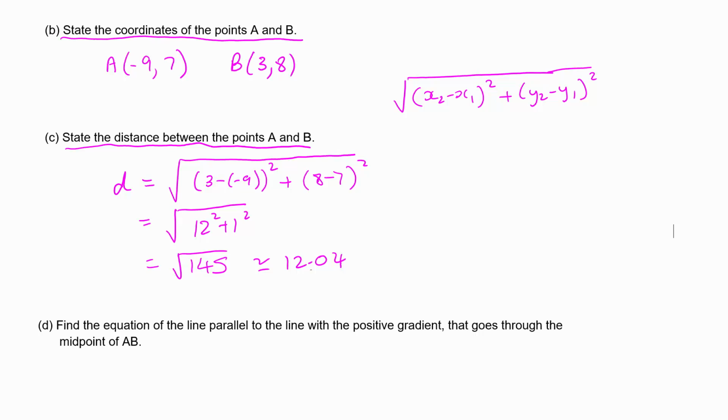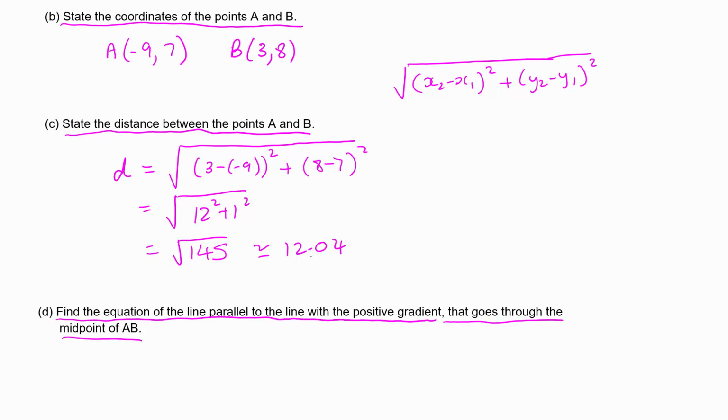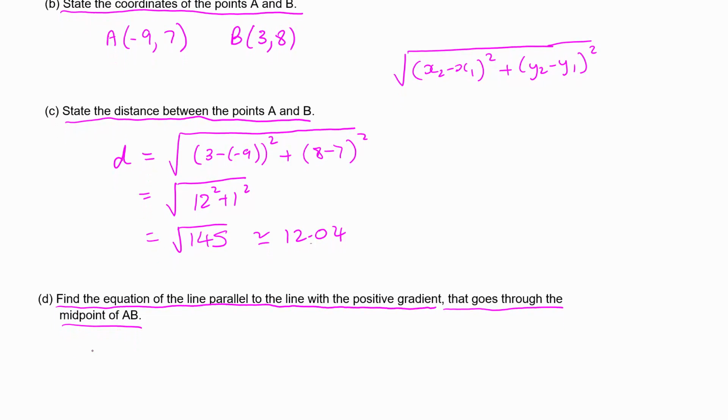Now finally, what are we asked to do? Find the equation of the line parallel to the line with the positive gradient. That was the line 1, which had a gradient of 3, that goes through the midpoint of AB. So the first thing I'm going to want is the midpoint of AB.